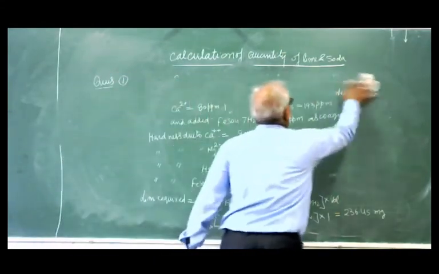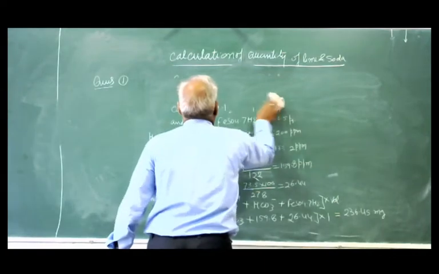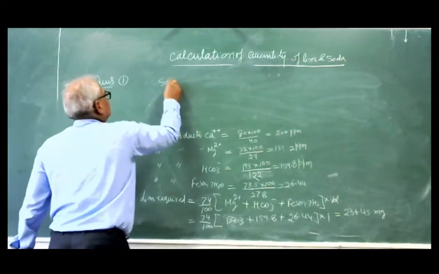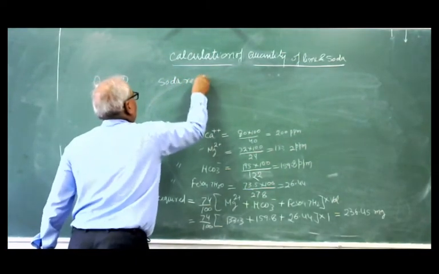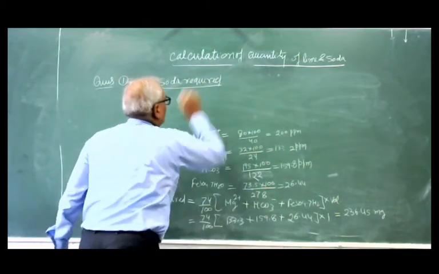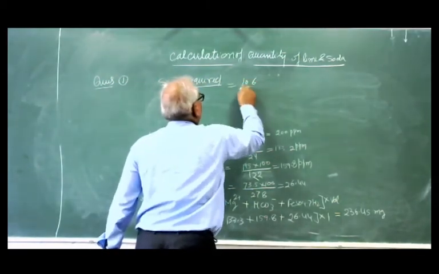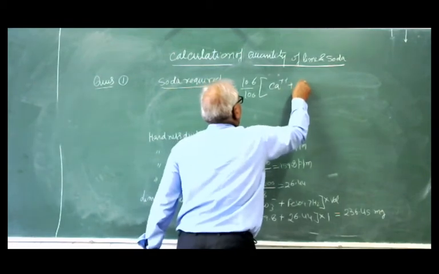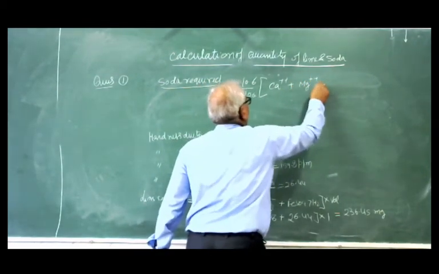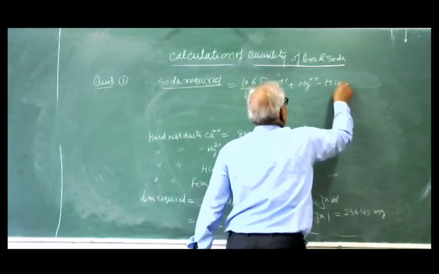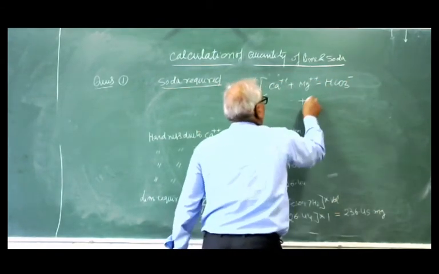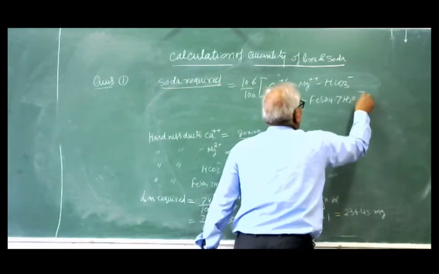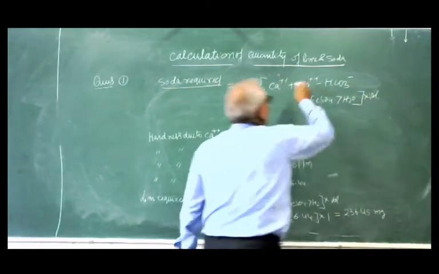Soda required. It is equal to 106 upon 100, into calcium ion plus magnesium ion minus bicarbonate plus FeSO4·7H2O, into volume. So this formula is applied.